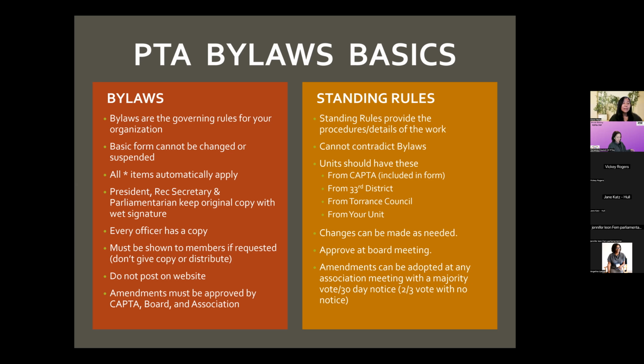And so the bylaws, body of the bylaws, and the standing rules. Standing rules are the rules that can be changed by only a vote of your board and association. The body of the bylaws can only be changed by submitting it through CAPTA. And there's a lot of things in there that cannot really be changed at all.